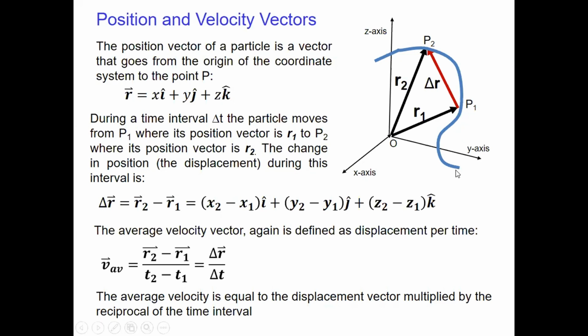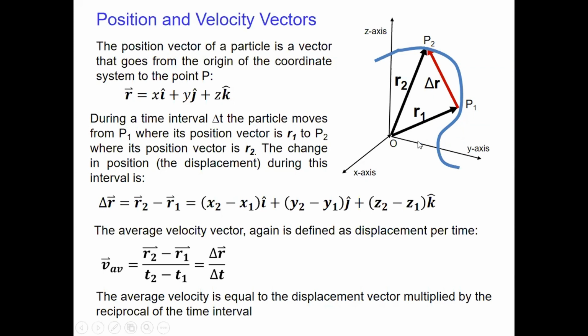If a particle is moving along this path, which is a curved path, and say its position is at P1 at time t equal to T1, and it goes to P2 position at time t equal to T2. Then its position vector changes from R1 vector to R2 vector, and the displacement which occurs is delta R.